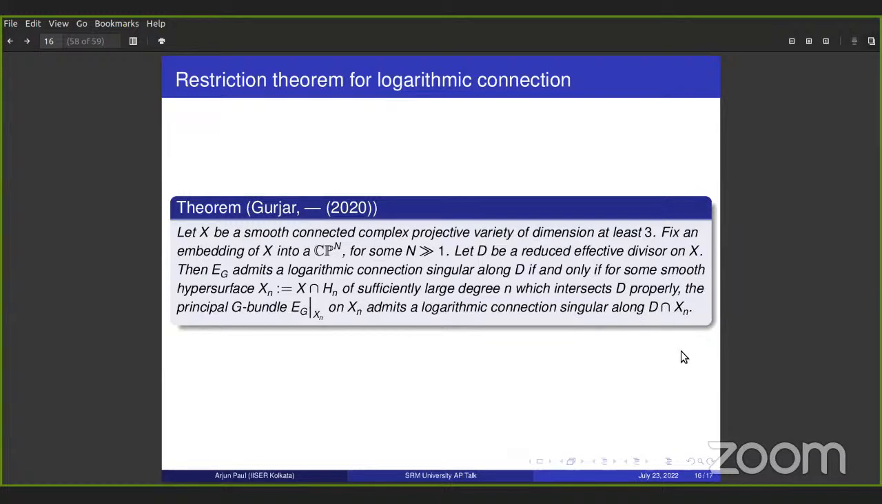The proof of this theorem is also similar. The idea is basically the same as Atiyah's proof of this restriction theorem.